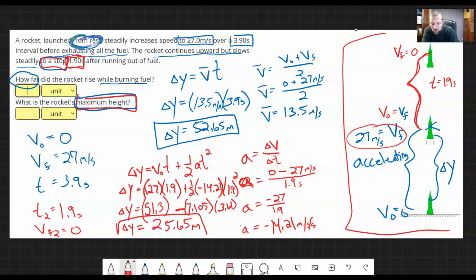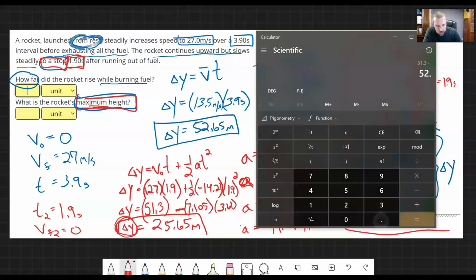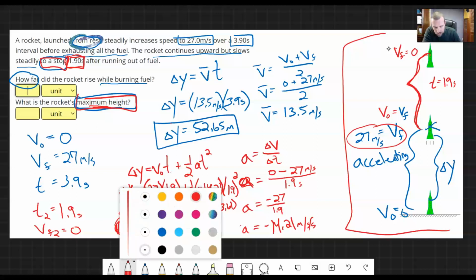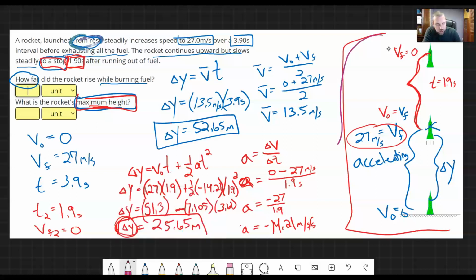But here we've got to be careful, because the question asks, what is the maximum height? Well, I just found the displacement for the red section, for the second part. I have to add that to the displacement I found in the first part, 52.65. So, my grand displacement, 52.65 plus 25.65 equals 78.3. That means my total height, let's do this in purple because I got a red and a blue, haha, is 78.3 meters. You saw it, rewind the video.